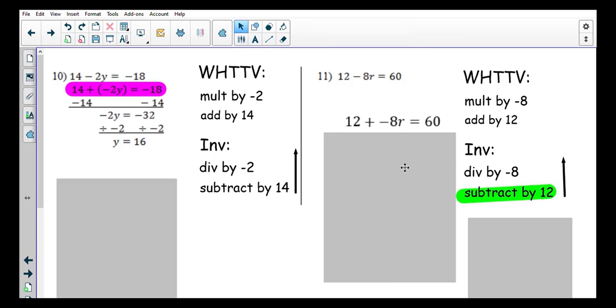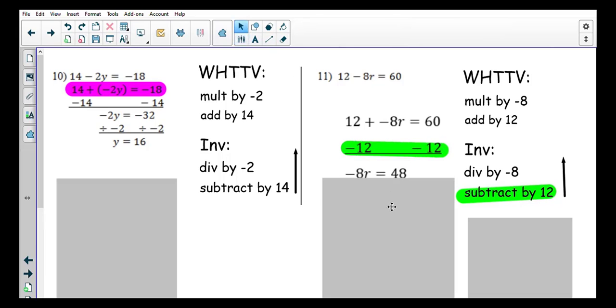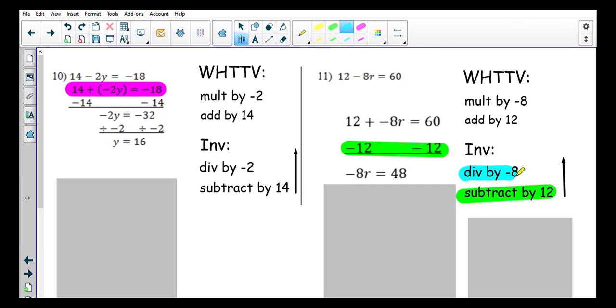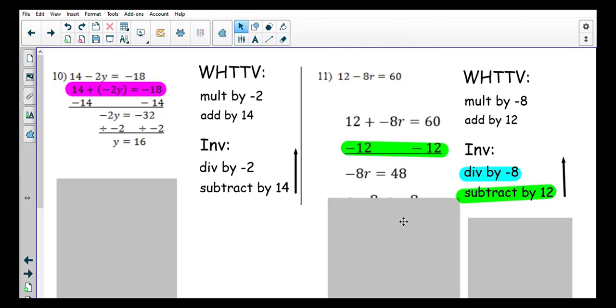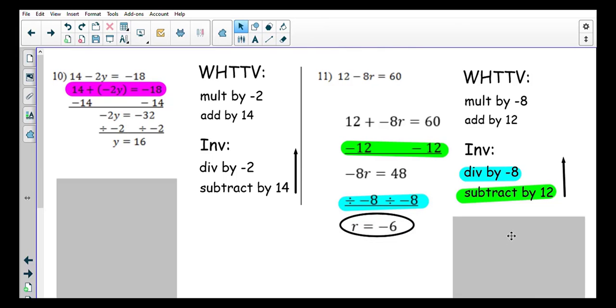Let's go ahead and do that. So we'll subtract by 12 on the left and on the right. We end up getting negative 8r equals 48. Then we want to divide both sides by negative 8. So we'll go ahead and do that. On the left-hand side, we're going to be left with 1r, or just r. 48 divided by negative 8 is negative 6.